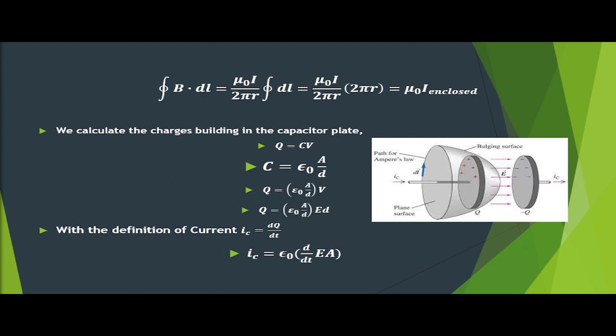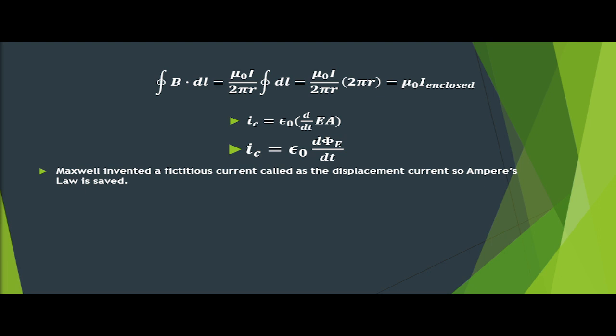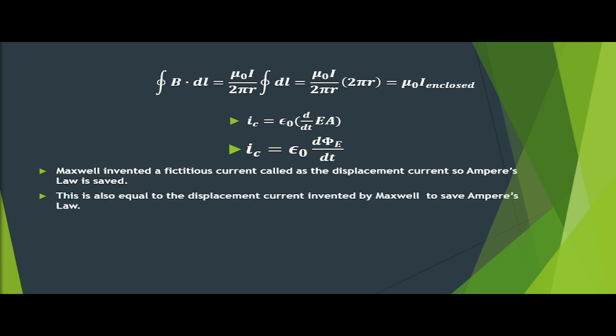But if we draw a loop passing this bulging end of the capacitor and use Ampere's law, it implies that it can't be zero. As a matter of fact, Ampere's law can't have two values at the same time. Maxwell then invented a fictitious current called the displacement current. Displacement current I sub d is also equal to I sub c.